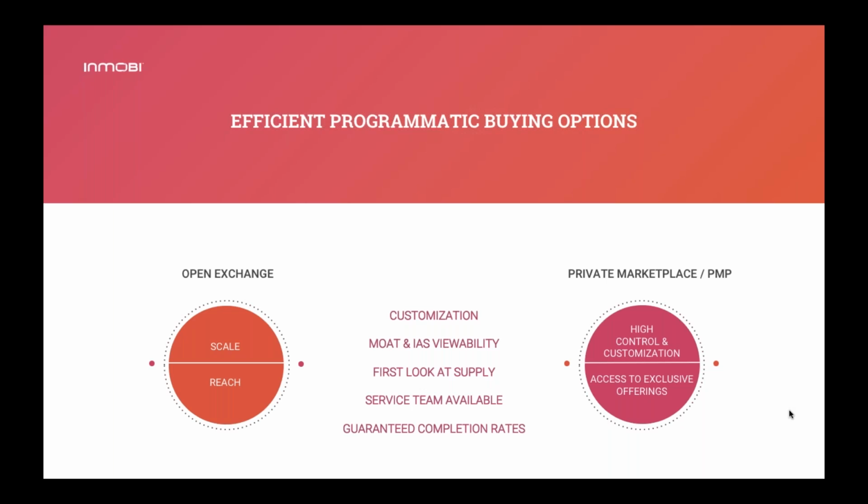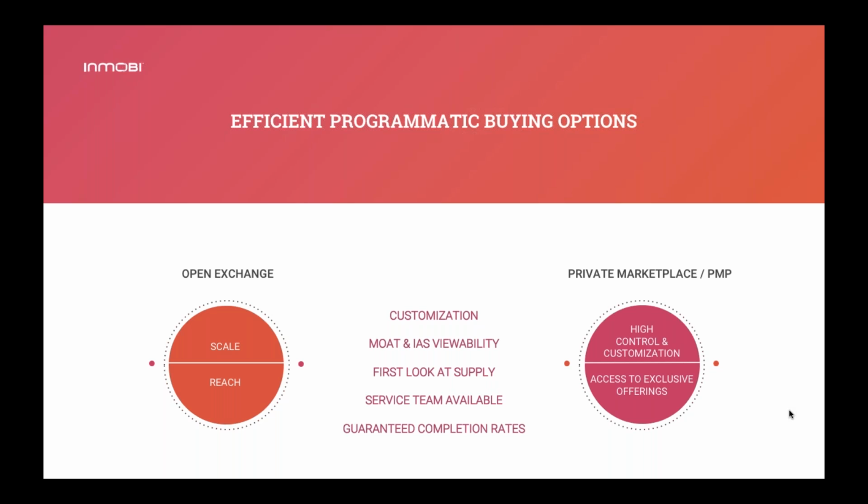So what are your buying options? What does it look like? There's sort of two main buying options in programmatic. One is the open exchange, which is where you're looking for scale, reach, a pool of massive users. Maybe you have to blow out a huge budget that has a lot of targeting layers on it, and you just need the most scale you could possibly see.